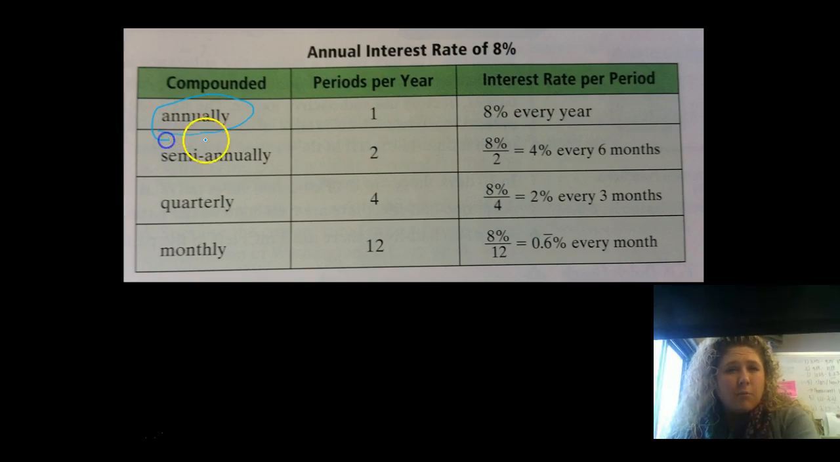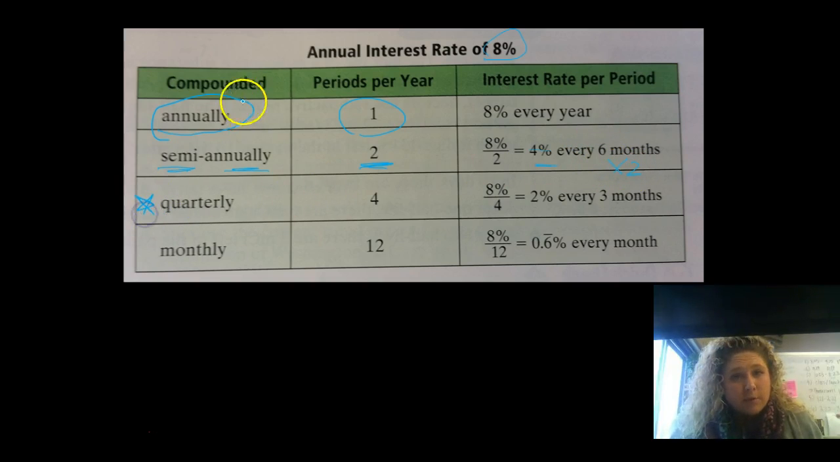Typically we're probably going to see more annually, so their interest is accounted for one time a year. You may hear semi-annually is when it's compounded. So then we have to calculate this 2 times during the year. So if my interest rate would be 8%, I would take my 8% and divide it by 2 and understand that it's being calculated with 4% every 6 months, because 6 months happening twice is going to give me my 12 months, which is my 1 year.